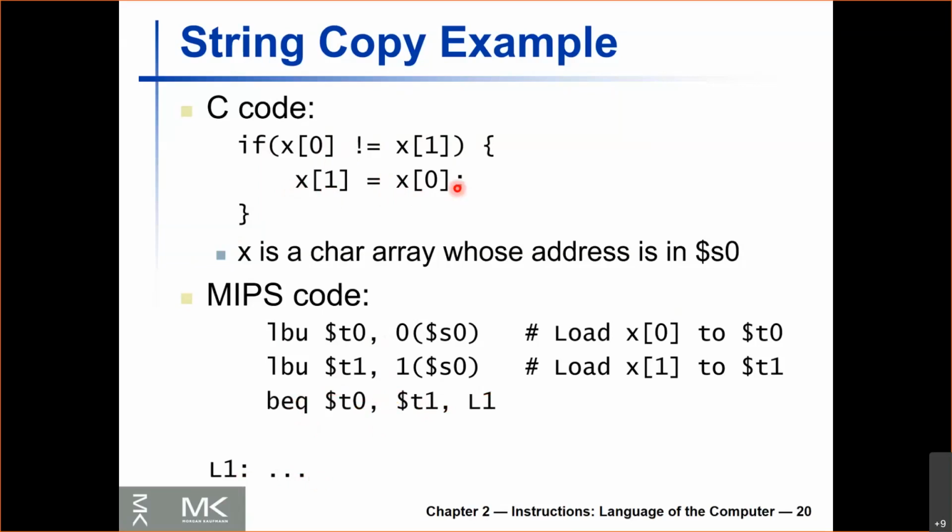Well, I'm going to do an optimization here. We already loaded x[0], so we're not going to load it again. x[0] is available inside of t0. So now what do we do next? We want to do x[1] equals t0. How do we do that? Right, we're going to use the store byte instruction. What are going to be the arguments to store byte? We're going to store the byte in t0, and we're going to store it in x[1], which is going to be 1 of s0. So we're going to do store byte t0 in 1 of s0.